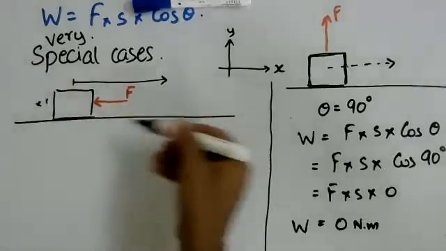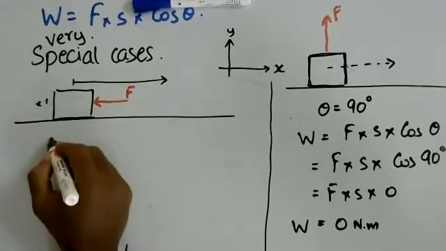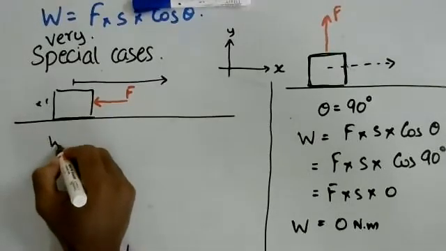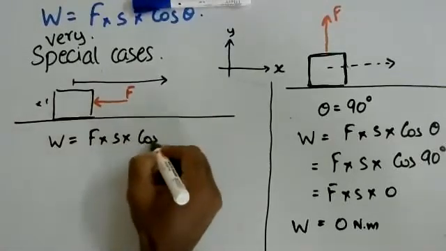So Spidey is applying a force in this direction. The train is going in this direction. Now the question is, how much work is Spidey doing on the train? And what does that even mean? So let's do the math. First of all, write down the equation: W is equal to F times S times cos theta.